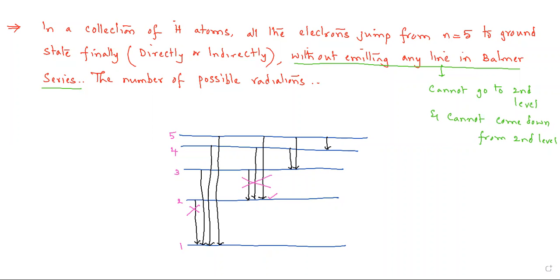So the overall number of possible radiations can be given as what? The remaining 3 plus 2 plus 1, only 6 are possible. Okay, so this is a special case.